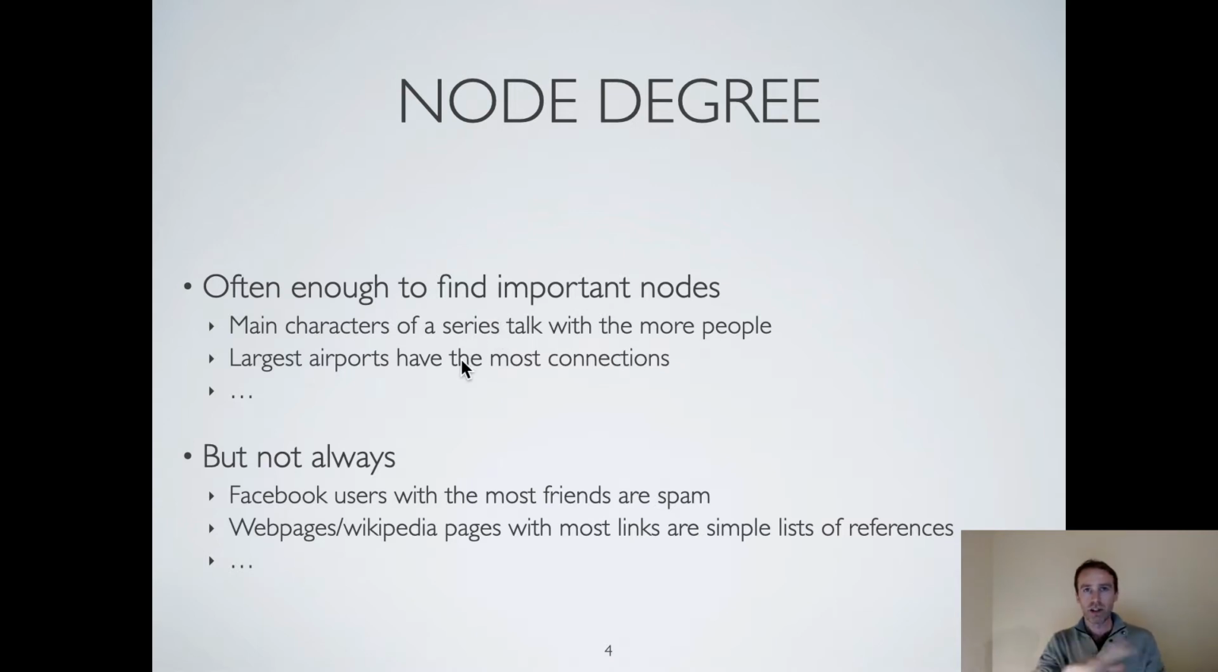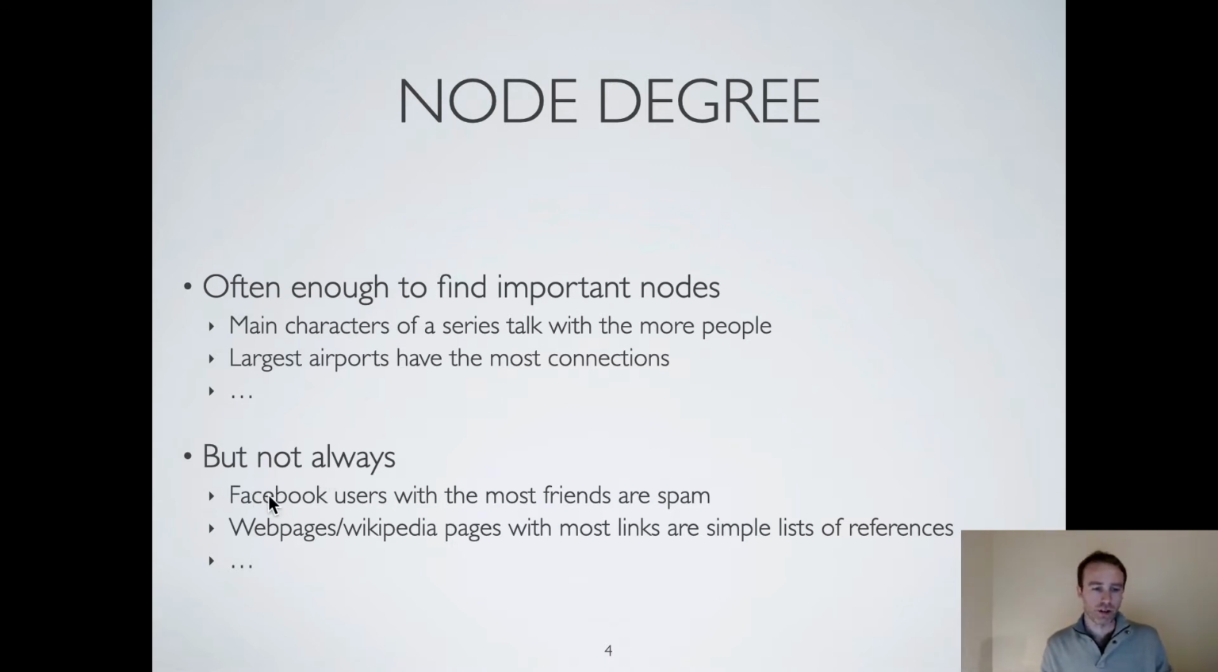If you're studying the network of airports and connections between airports by airlines, again, the largest airports will have the most connections. So the higher the degree you have, the more important you are. And probably in a Bitcoin transaction network, the users with the most exchanges with other users are probably among the most important ones. But it can also be a little bit more tricky.